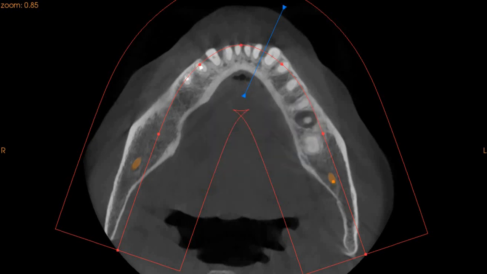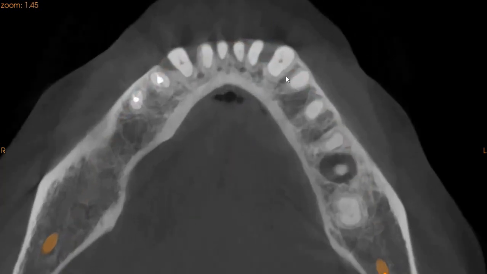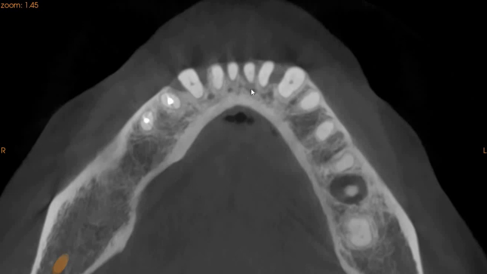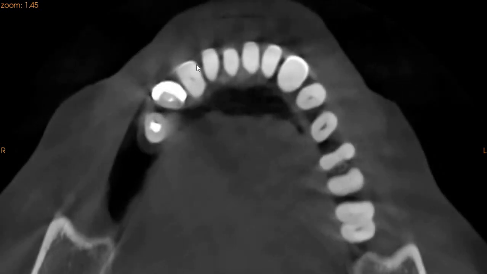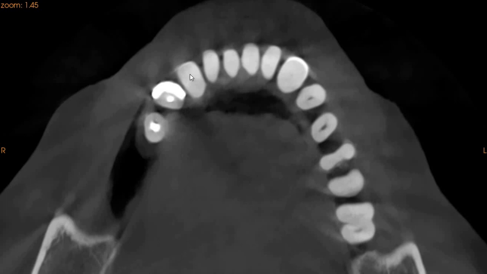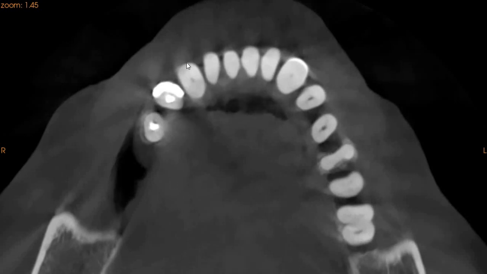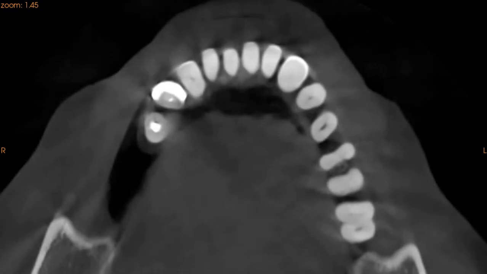Sorry, this is the axial view only, and I'm just going to zoom in for our doctor. So this is the lower anterior region. In this region, you will be able to appreciate the bone support and the fact that we cannot see any major canal morphology in the lower right canine. The central incisors do not show any signs of canal morphology or the pulp chamber whatsoever, which is absolutely astonishing.